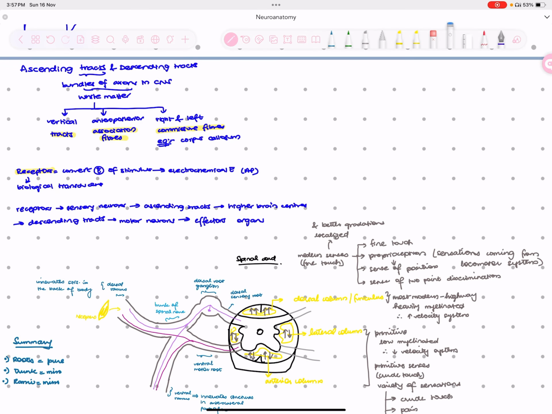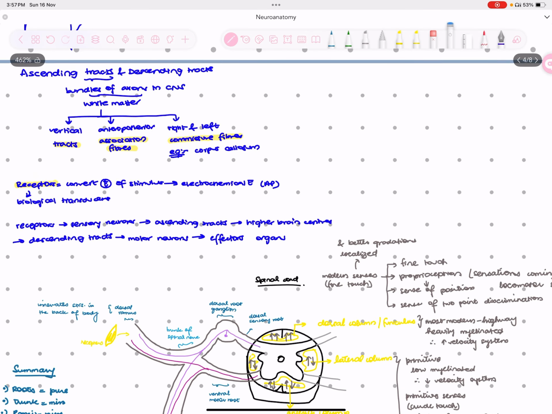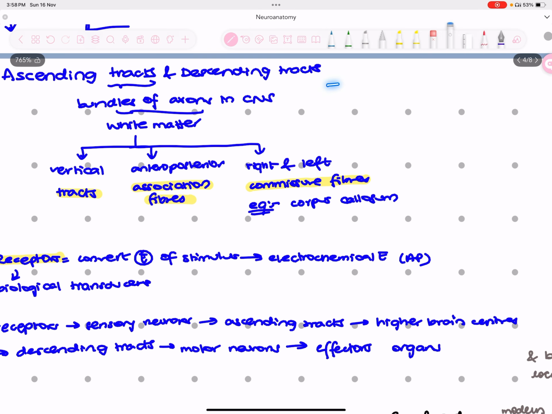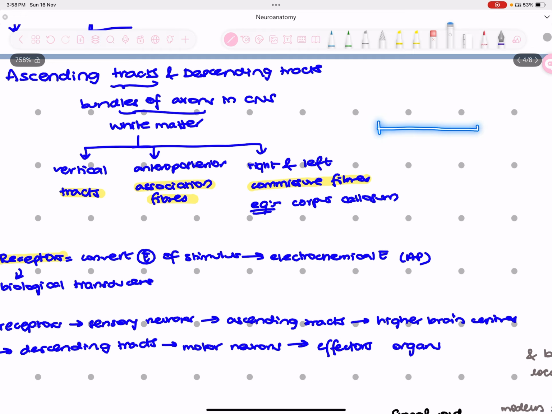Hi everyone, today we are starting ascending tracts. So first of all, what exactly is a tract? If you can recall, we studied white matter and I told you that there are different arrangements of white matter. If your white matter extends cephalocaudally, that's a tract. If it extends anteroposteriorly, that's an association fiber. And if it extends from right to left, from one cerebral hemisphere to the other, that is a commissure fiber. So recall that information and you realize that this is exactly the tracts we're talking about. So it's basically a white matter that extends cephalocaudally.